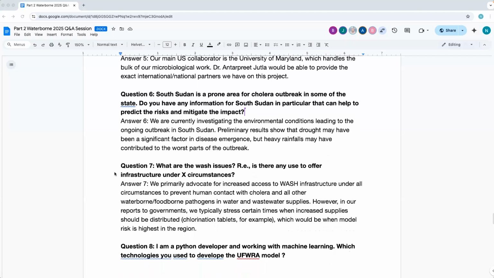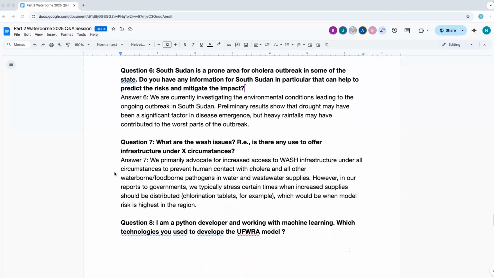Question 6. South Sudan is a prone area for cholera outbreak in some of the states. Do you have any information for South Sudan in particular that can help to predict the risk and mitigate the impact? So we're actually looking at South Sudan right now. Particularly what we're looking at is what happened late this past year, what the environmental conditions were leading up to that outbreak. And we'll hopefully have something put together where we can submit an article on that and get an overview of what happened in that situation environmentally.